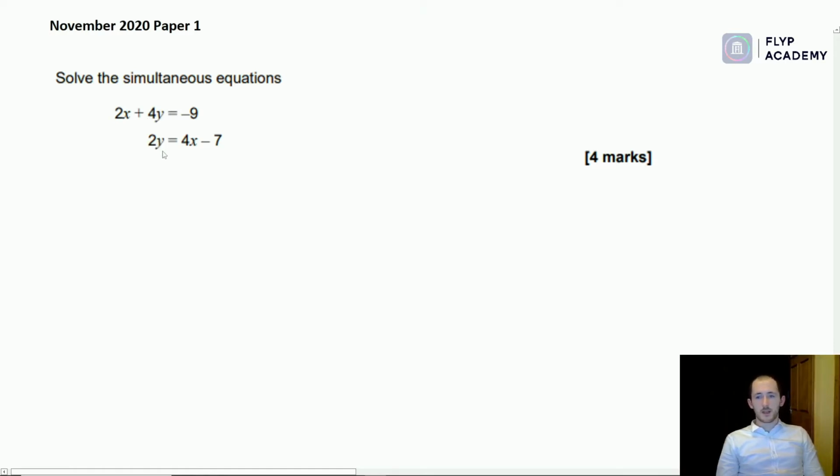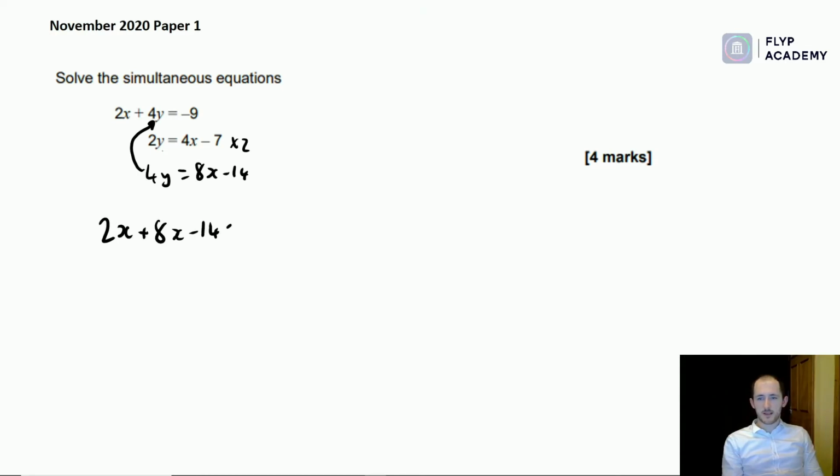Or you can substitute. So if 2y is equal to 4x minus 7, times this by 2, we get 4y equals 8x minus 14. Now we can put that 4y right where that one is. So 2x plus 8x minus 14 equals minus 9. Gather the x's, we have 10x minus 14 equals minus 9. Plus 14 to both sides, we get 10x equals, now in that case it would be 5. So minus 9 plus 14 would be 5. So x is equal to 5 over 10, or a half.